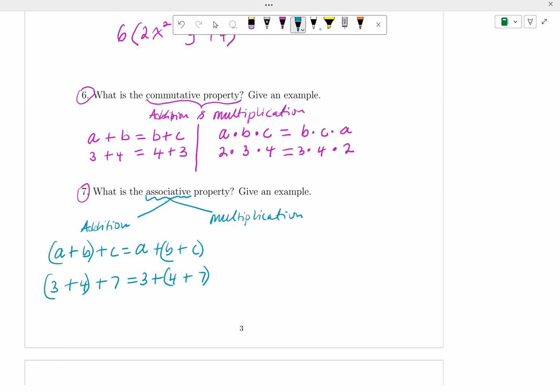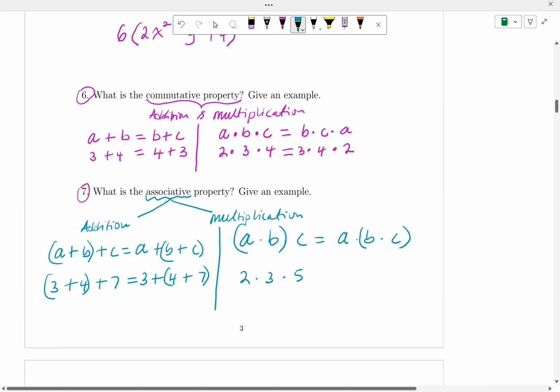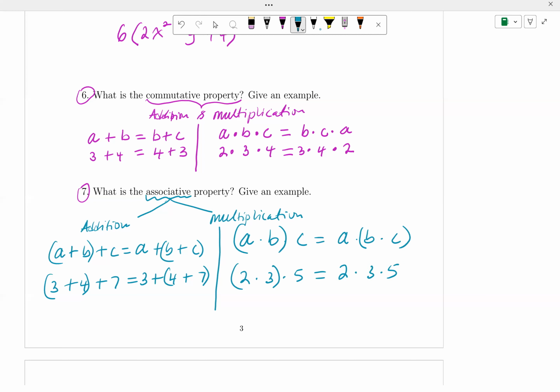For multiplication, same idea, except you're multiplying a times b times c. I could associate those two and have a times (b times c). The answer would be the same. It doesn't matter. So if I have 2 times 3 times 5 and I associate these two, it doesn't matter if I associate a different group. I group them differently, rather. But this time, if I group these, I would get the same answer. But you guys use Google to explain this even more.